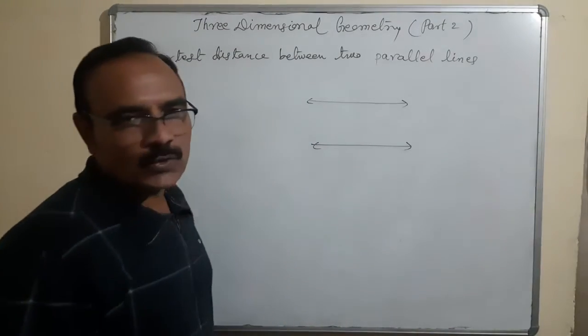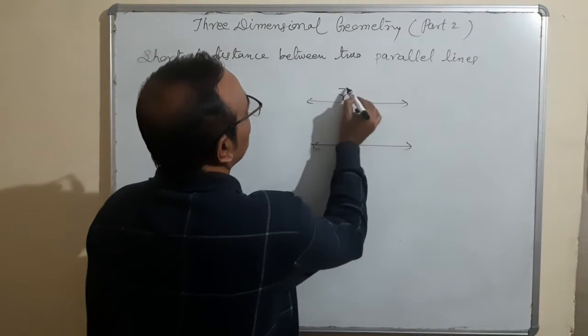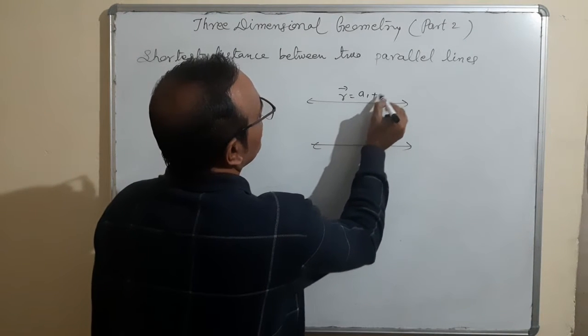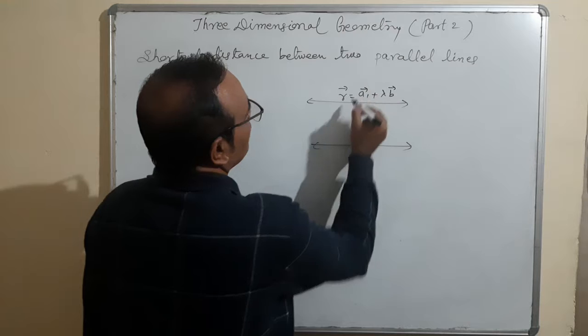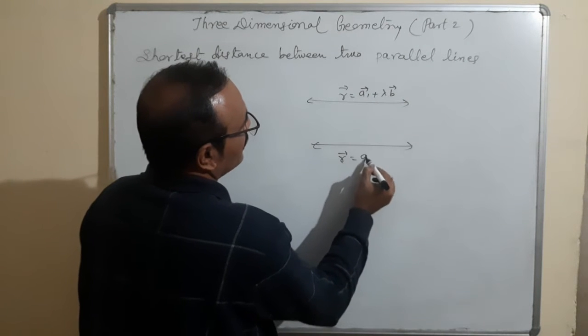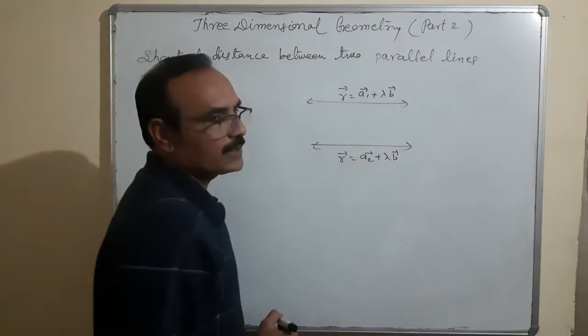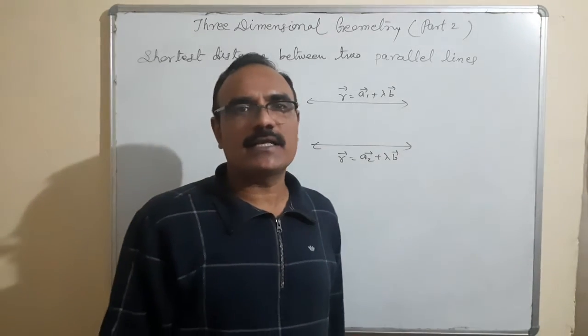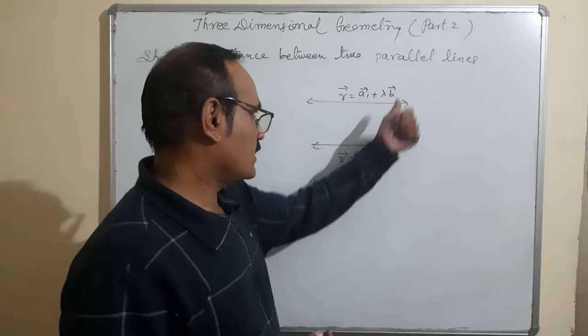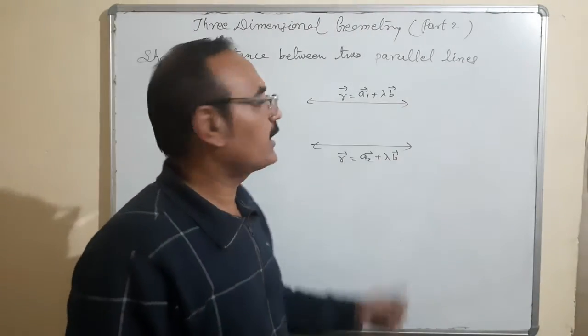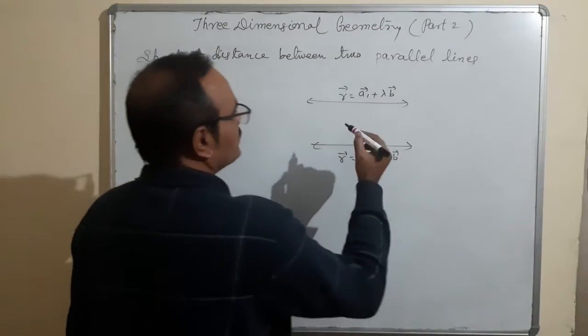There are two lines. One is vector R is equal to A1 plus lambda vector B, and the other is R equal to A2 plus lambda B. B is the same because the two lines are parallel, and parallel means they are parallel to a single line. So their parallel vector is the same. There are two different points here.